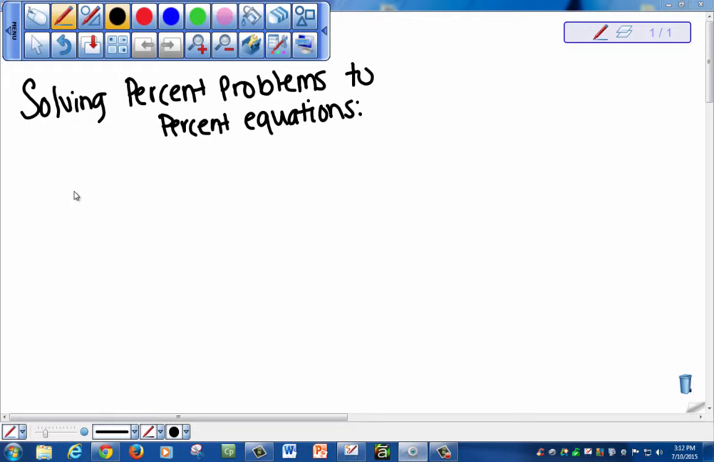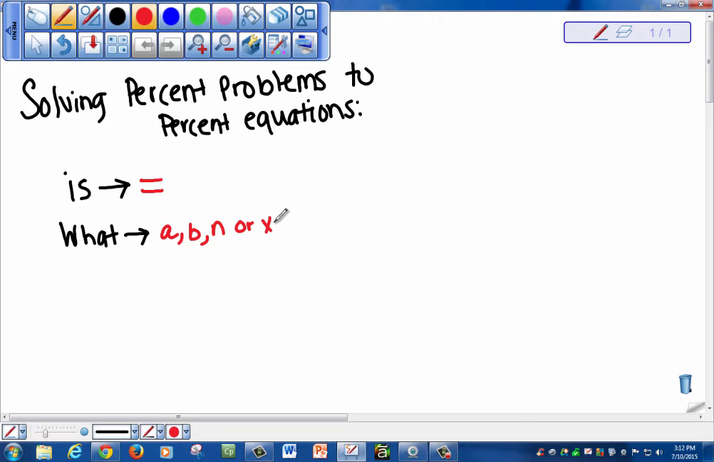For example, whenever you see the word "is," it means equal. Whenever we see "what," the word "what" can be translated to any letter like A, B, N, or X. It doesn't matter. That's our unknown.